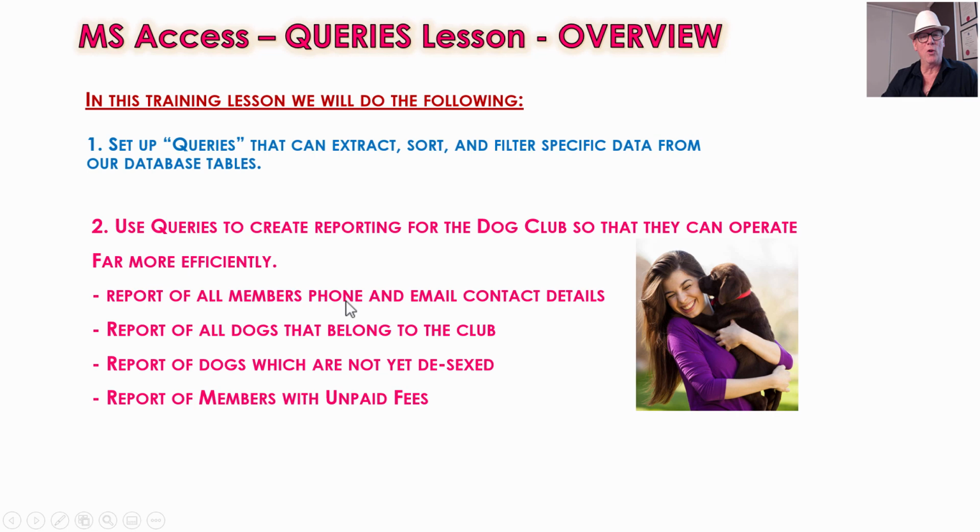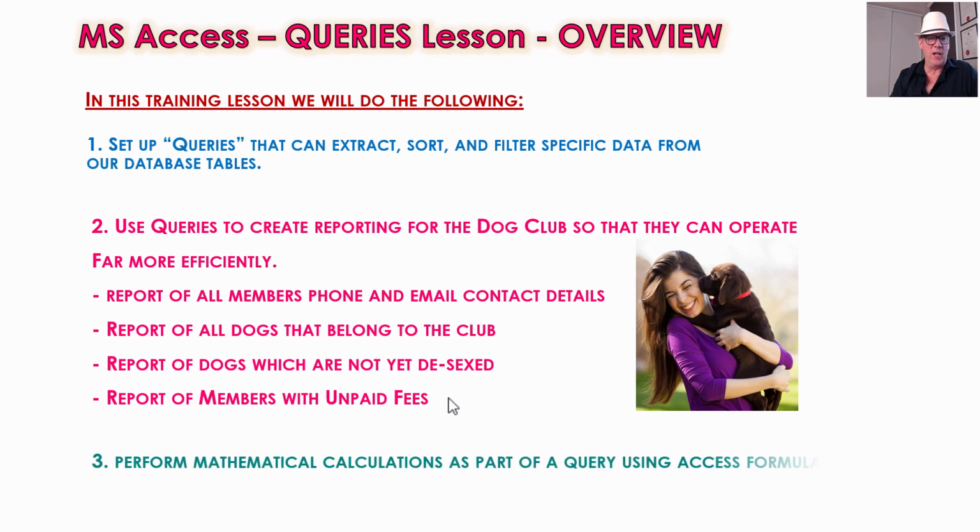So we're going to have a report of all members' phone and email contact numbers. So if we need to contact anyone, we can just look at that report and find their phone or email really quickly. We're going to have a report of all the dogs that are in the club, a report of the dogs which are not desexed yet, and we're also going to keep up with our members that haven't paid their fees yet so that we can chase them up. So we need a report of unpaid fees.